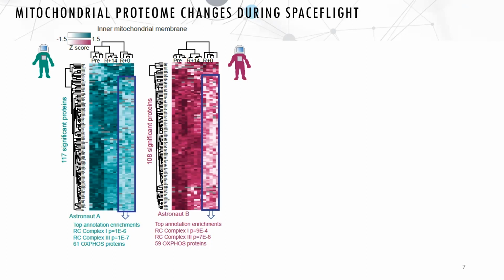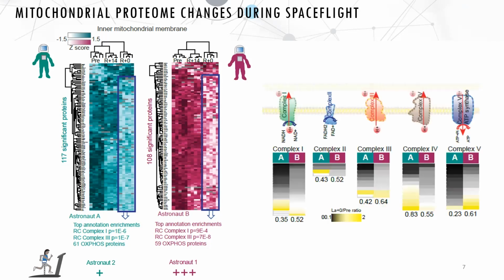You can see the color scale here. This is Z-score, basically high-low. You can see that everything is low in both astronauts during spaceflight. So mitochondria are a disaster. And this is true in both astronauts, relatively independent of the amount of exercise and effort they put into rescuing their muscle mass. So this is puzzling.